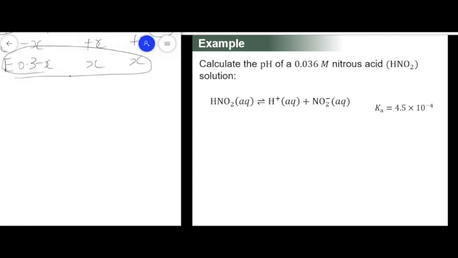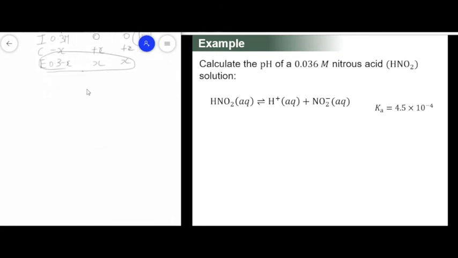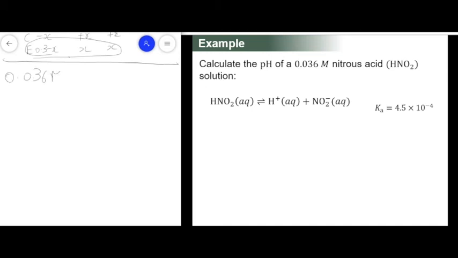Okay, the question is to calculate the pH of a 0.036 molar nitrous acid, HNO2. Calculate the pH of this solution. The reaction is given to us and Ka is given to us. Ka is 4.5 times 10 raised to the power minus 4.